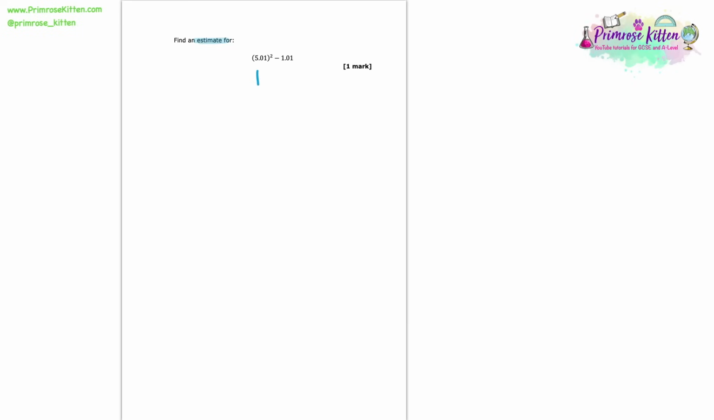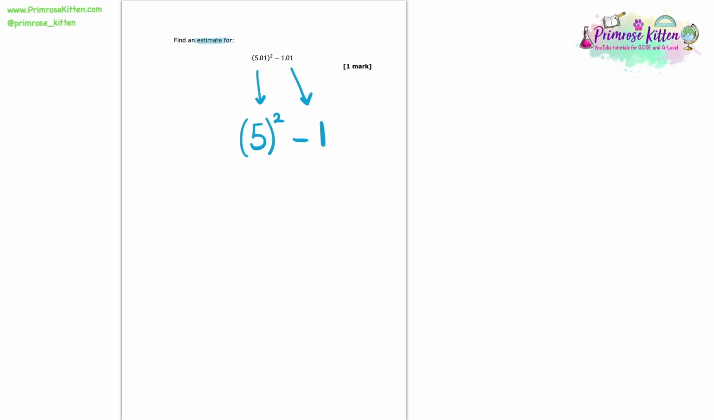So here I would round the 5.01 to 5, so instead I have 5 squared, and that's because of course 5 is a whole number which is very, very close to 5.01. Then I'm going to do exactly the same with the 1.01. I'm going to round that to make 1, because again that is very close to the value of 1.01. So what I have here now is a calculation that I can use my orders of operations to work out.